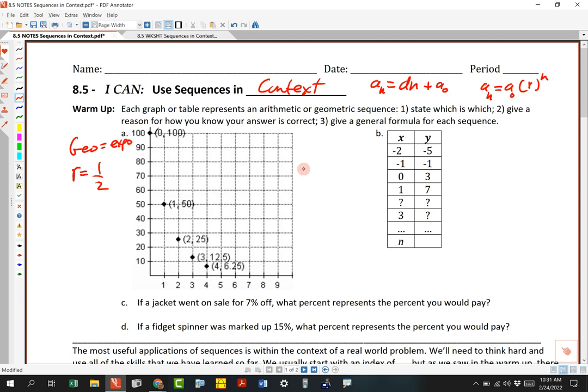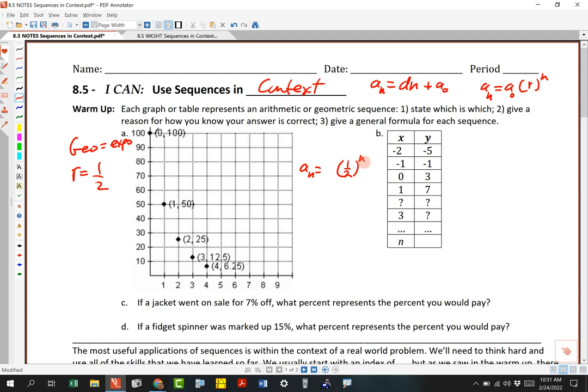So the formula on this one is going to be a sub n. We're going to follow this one right here. We need the common ratio, which is 1 half. We're going to raise that to the n. And then we're going to key off one particular number on the graph or the table. We're looking at one of these coordinates.